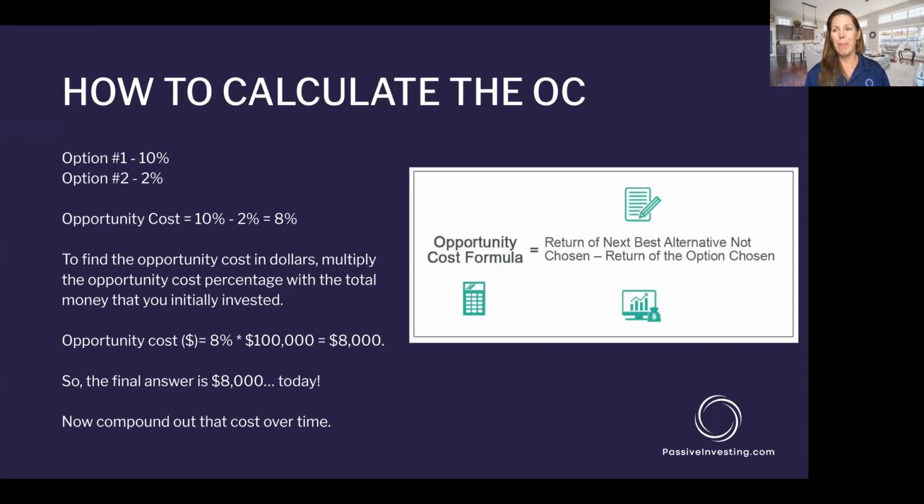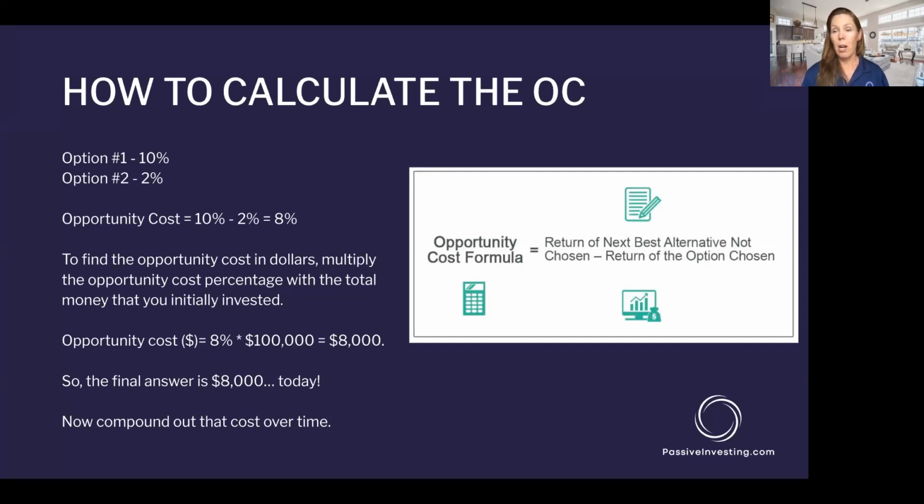Let's just pretend this is a year ago and you had your cash sitting in the bank and you were still making 2%, or a year and a half ago, or 2 years ago. Your opportunity cost, you were losing 8% because one was making 10% and the other one's making 2%. Now, you need to actually be able to translate this into dollars, okay? So what you would do is multiply the opportunity cost percentage with the total money that you initially invested. So if you have $100,000 sitting in the bank making 2%, which by the way, if you are, that's very strong numbers in this environment, versus investing it and making 10%, you're actually losing $8,000 a year.